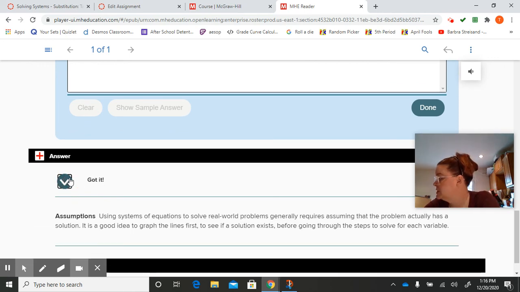Using systems of equations to solve real-world problems generally requires assuming that the problem actually has a solution. It is a good idea to graph the lines first to see if a solution exists before going through the steps to solve for each variable. The only downfall to doing that is sometimes the equations are hard to graph because the numbers are so big. But it is a good idea if it's a really quick, simple equation to just jot it down on a graph really quick and see if it does in fact have a solution before going through all of the work of solving for them.